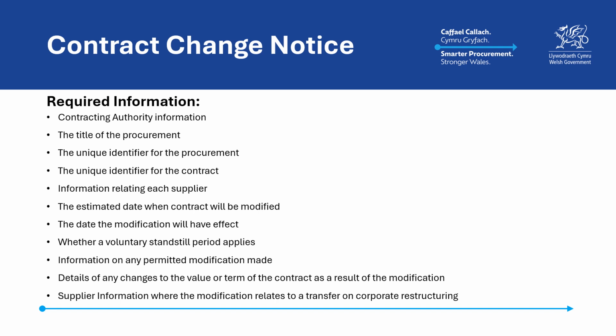Where the modification is one which is described in paragraph 9 of Schedule 8 of the Act, relating to a transfer on corporate restructuring, for each new supplier party to the contract, the supplier's name, the supplier's contact postal address and email address, the unique identifier for the supplier, and the same information for each supplier that will no longer be party to the contract.